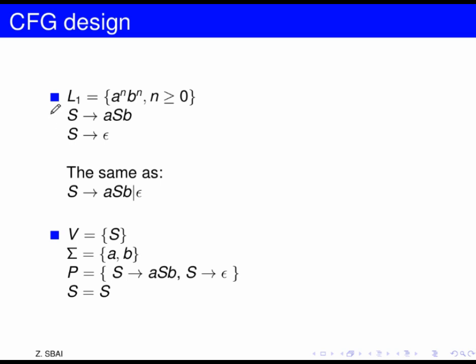The formal definition for this grammar is the 4 components V, sigma, P, S, such that V is the set composed of only the non-terminal S. Sigma is composed of the 2 symbols A and B. P, the set of productions, is composed of S arrow A S B, and S arrow epsilon, and the start is the variable S.